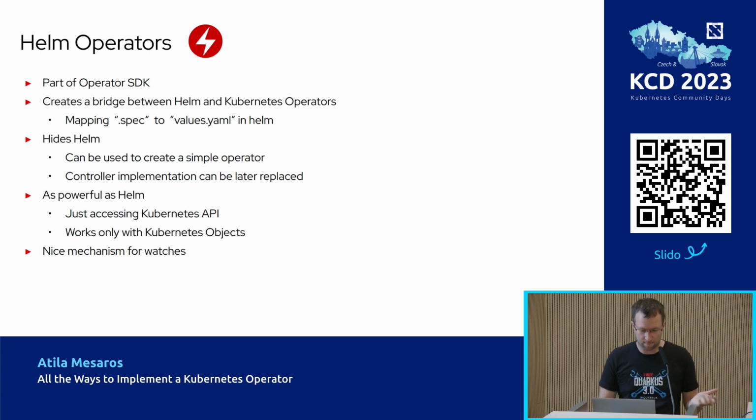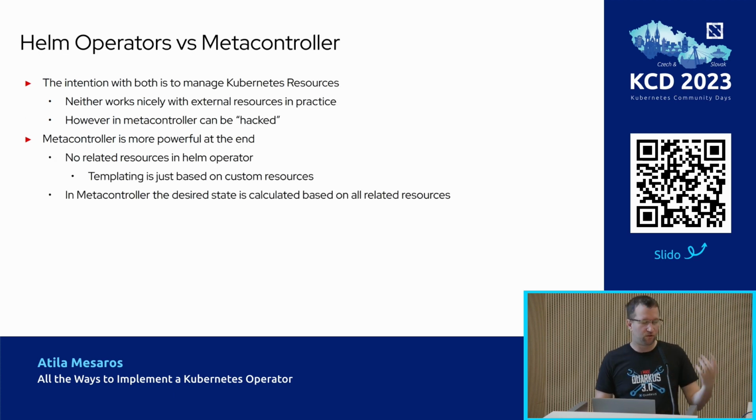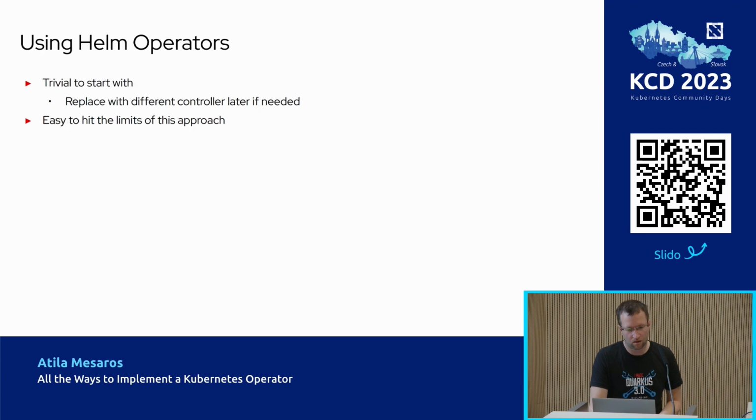So it can only work with Kubernetes objects, and Helm charts can only use these values from the spec. Compared with Metacontroller, it's really much less powerful, in the sense that when you're doing reconciliation in Metacontroller, you have all the related resources, child resources, deployments, and you can make decisions based on that in a generic programming language. In Helm, you are just using the custom resource spec, nothing else, and based on that you're generating the resources using a Helm chart.